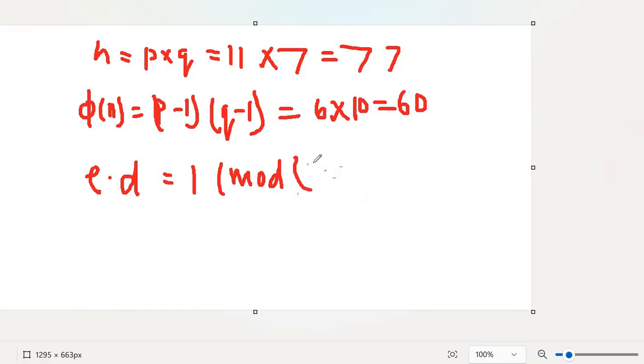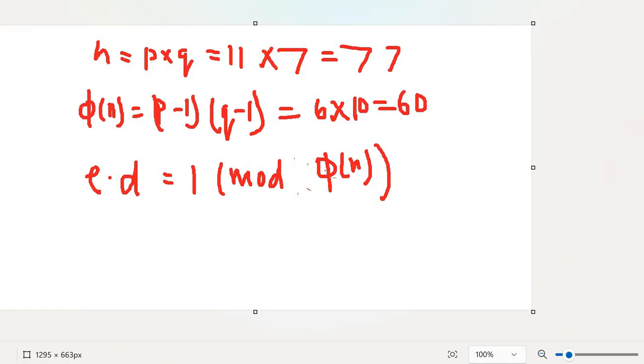Mod of phi n. Okay. So this is the equation that we have to use to get the value of d. Let me tell you what we mean by 1 mod of phi n. It means you have to take the modulus, and it should be 1 for phi n.